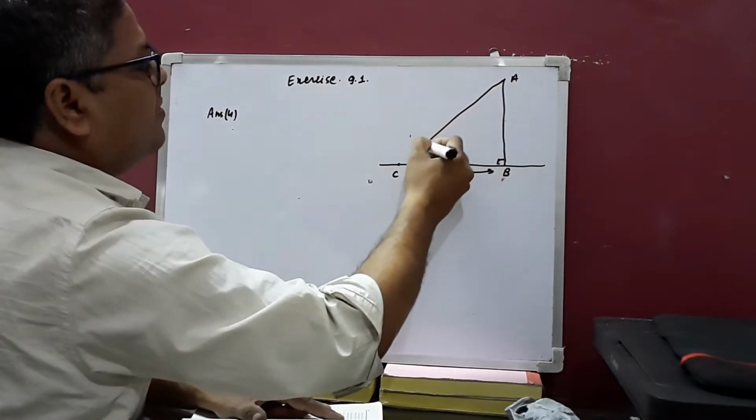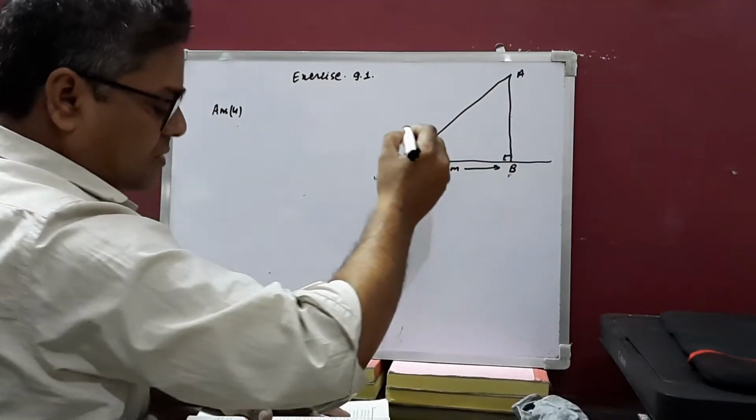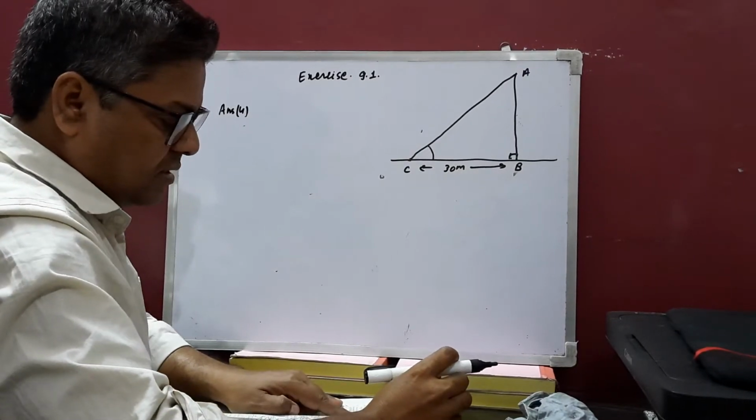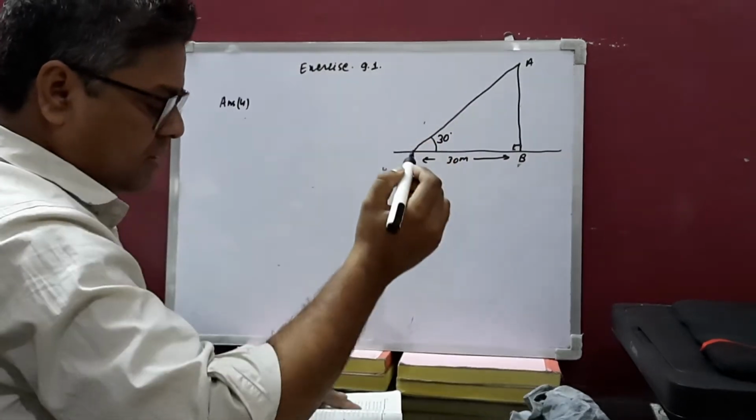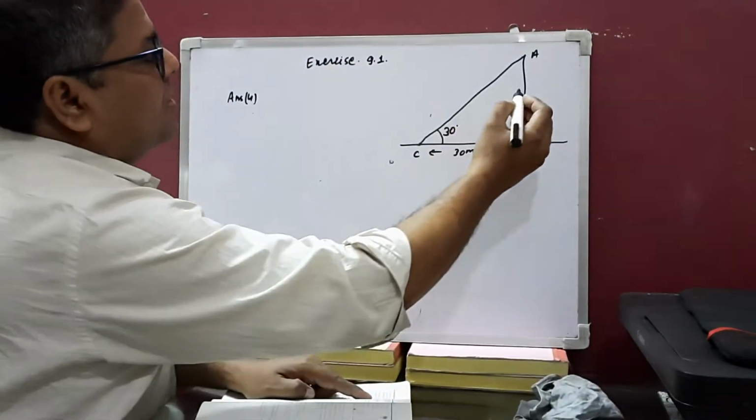And the angle of elevation is, what is the value of angle of elevation? This is also 30 degree. This is 30 degree. We have to find the height of the tower.